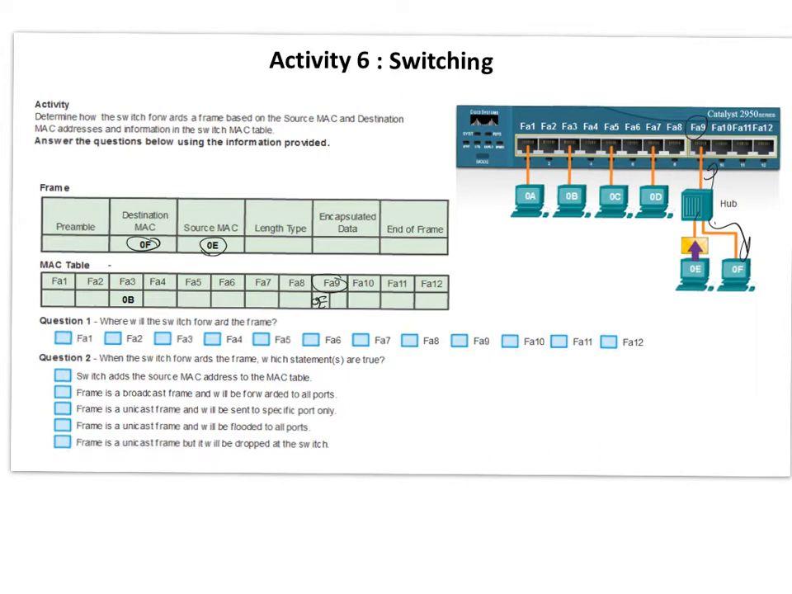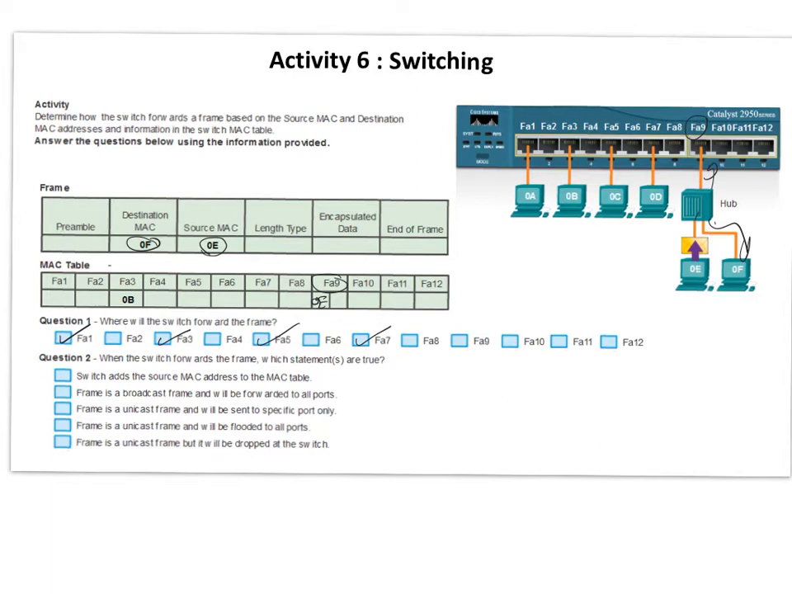To all connected ports. FA1 is connected, so it will send it. FA2 is not connected, so it will not send it to FA2. It will send it to FA3. It will send it to 5. It will send it to 7, but not 9, because 9 is the port that the frame came from. That's it. The switch is done.